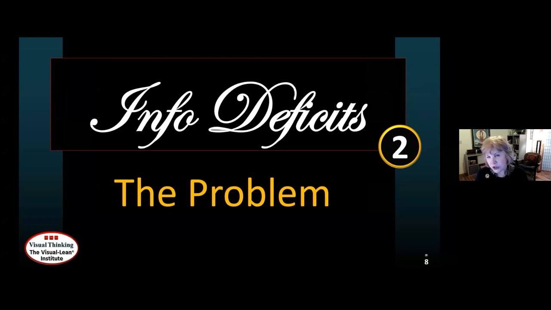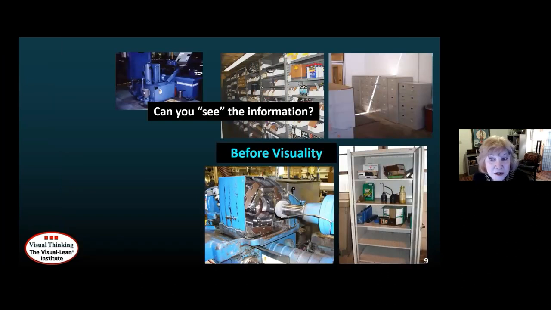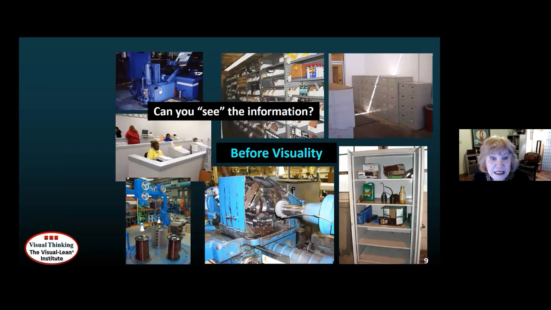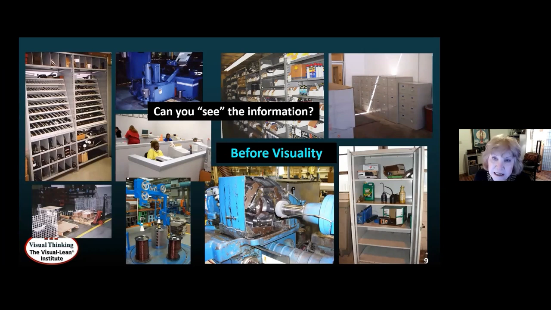This is language that I've kind of invented, their terms of art, in order to explain what visuality is in my view and how it works. The problem is missing information. There's information, and the question is, can you see the information? Can you see it? Because it's there.